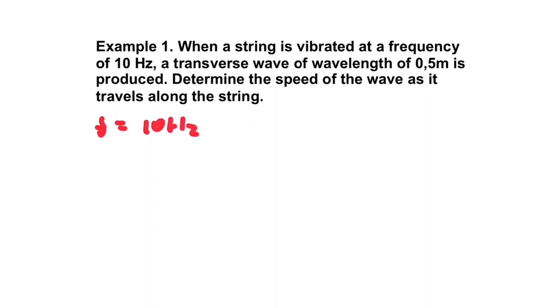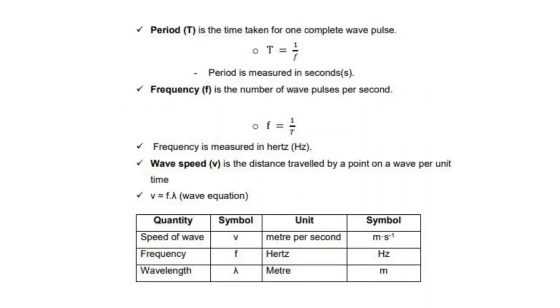We are also given the wavelength. This is said to be equal to 0.5 meters. And the question is saying, let's determine the speed denoted by v. So take a look at these three variables we have. Which equation can we use to determine the speed of the wave?